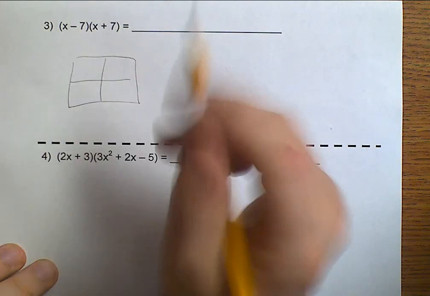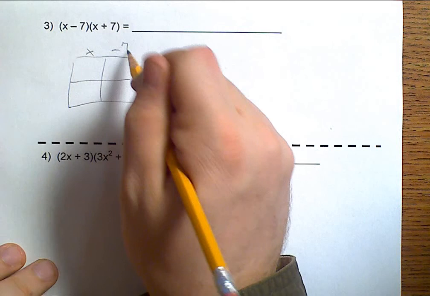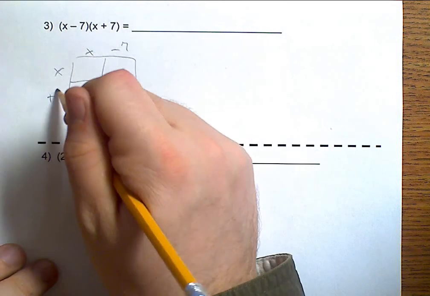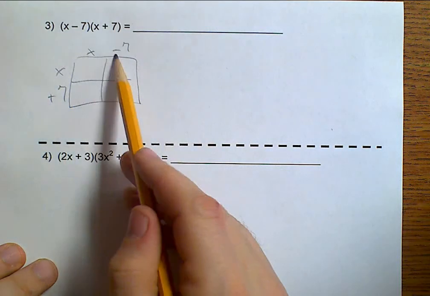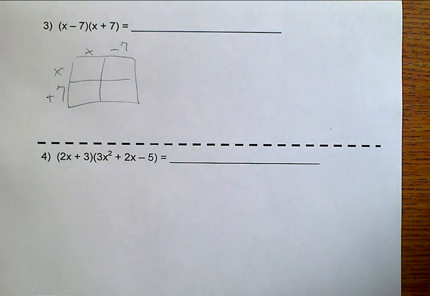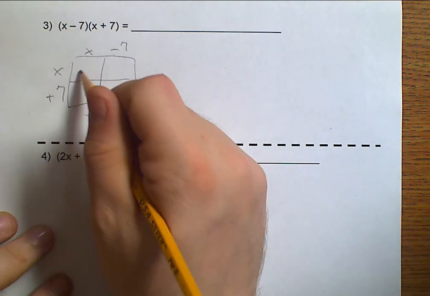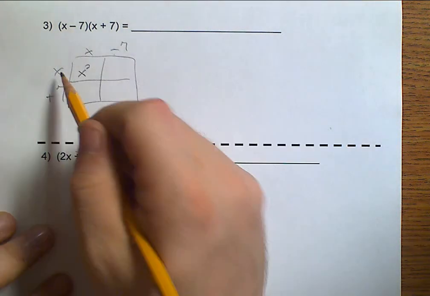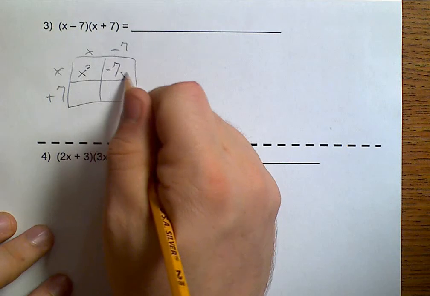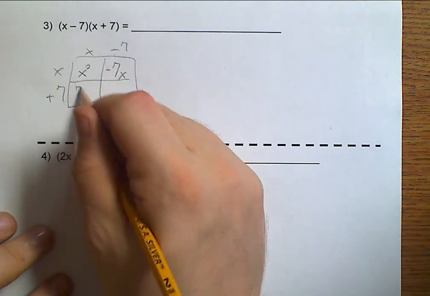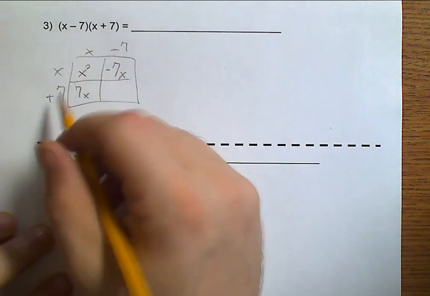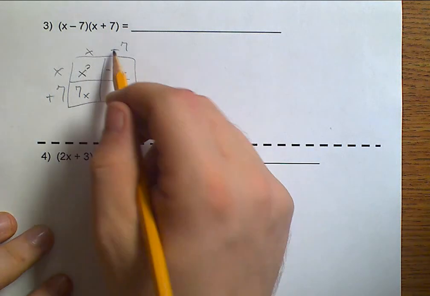Number 3, we have x minus 7 and x plus 7. Now, if you took this as plus and this as minus, you would still get the same answer. But I always like to put the first one on top. So x times x makes x squared. X times negative 7 make negative 7x. X times a positive 7 make a positive 7x. And 7 times 7 is 49, but negative makes it negative 49.